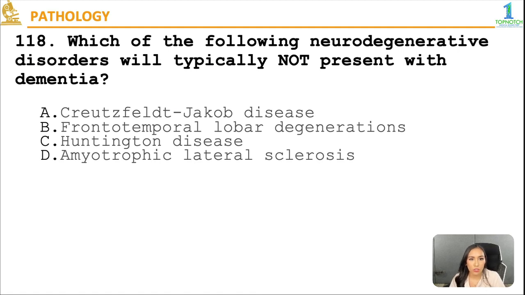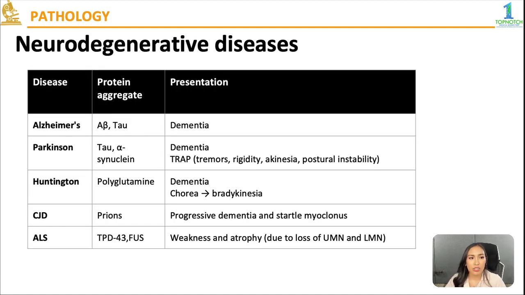Which of the following neurodegenerative disorders will typically not present with dementia? Okay, and the correct answer is ALS. Why? So here's a summary table of neurodegenerative diseases. You have Alzheimer's, which also presents with dementia. Parkinson, may dementia din. Huntington, dementia, and chorea. Creutzfeldt-Jakob disease, progressive dementia, and startle myoclonus, and ALS.